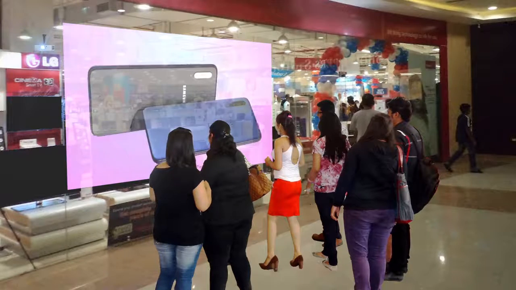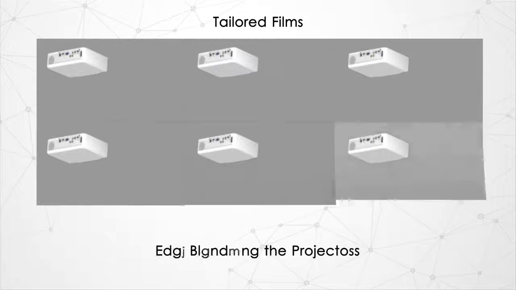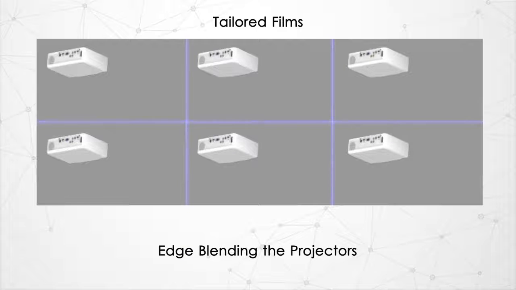potential customers. Our projection film standard sizes range from 50 inches to 120 inches. Customized big size can also be created by tiling the films and edge blending the projectors.